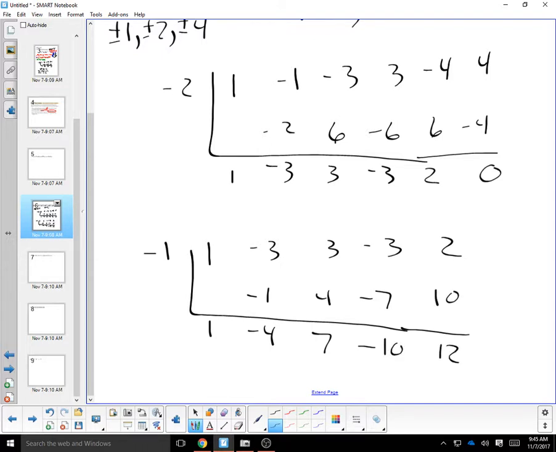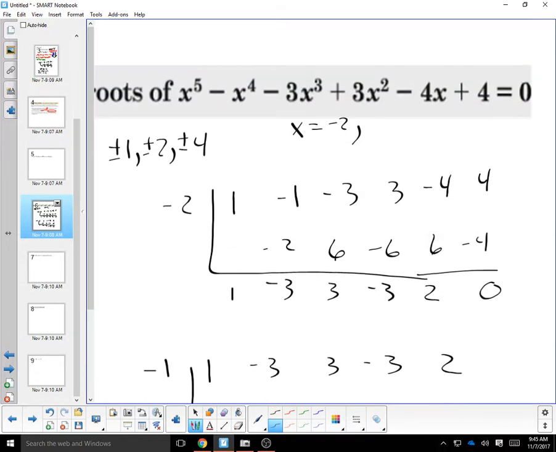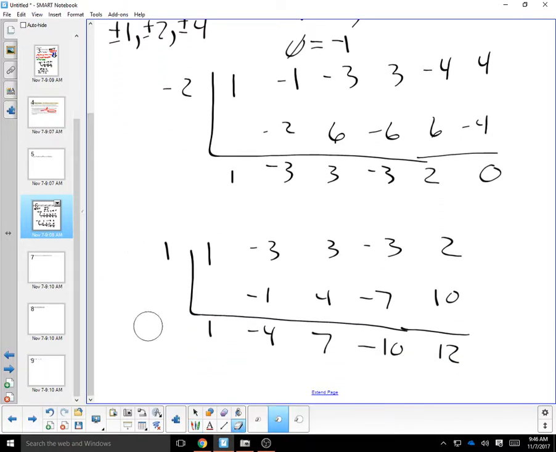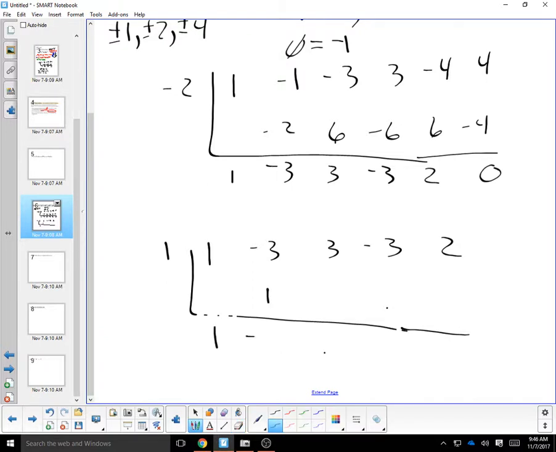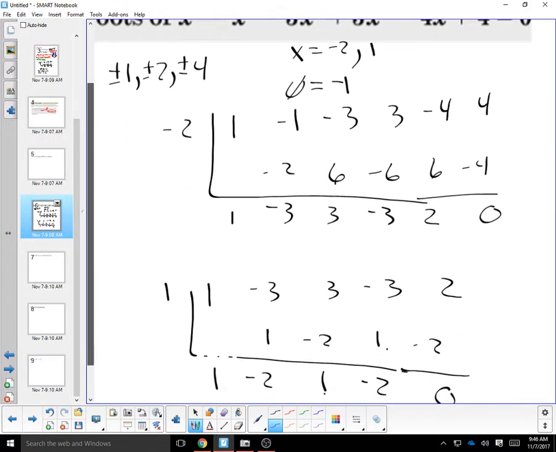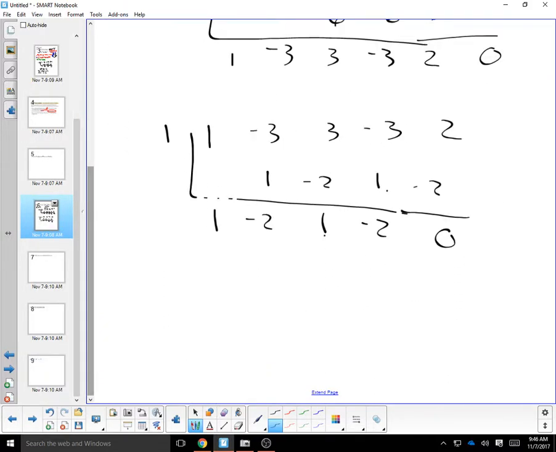So 1 is not an option, or negative 1. I'm gonna put a not list in here. The positive one. Okay, so 1, 1, negative 2, negative 2, 1, 1, negative 2, negative 2, 0. There we go. So I've got a positive 1. One, negative 2, 1, negative 2.